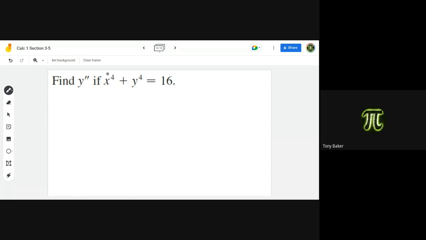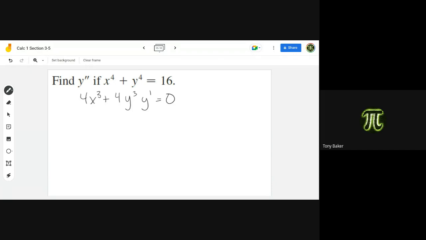When you're doing the derivative, you have to do the derivative of everything, including the 16. So what's the derivative of x to the fourth? 4x to the third. What's the derivative of y to the fourth? 4y to the third, y prime, or dy dx. What's the derivative of 16? 0. Okay. Don't forget to do that. Otherwise, this becomes messy. Also, this isn't equaling y prime. We have to solve for y prime now.